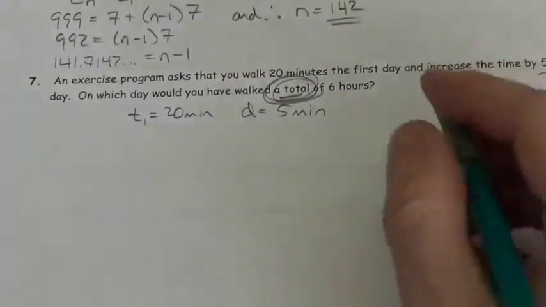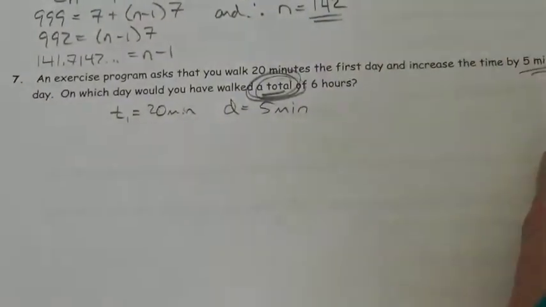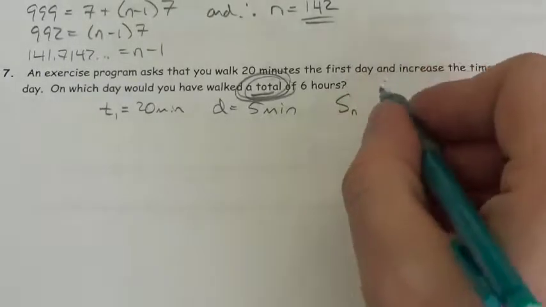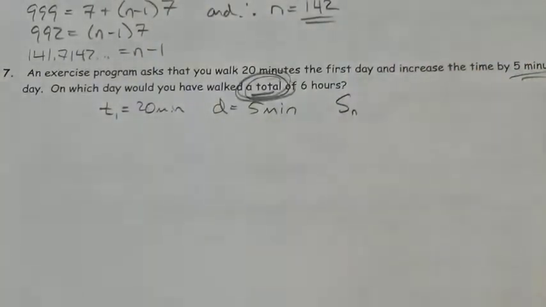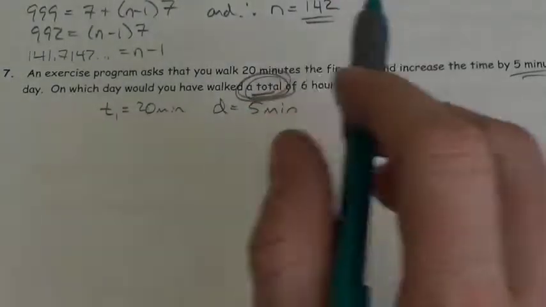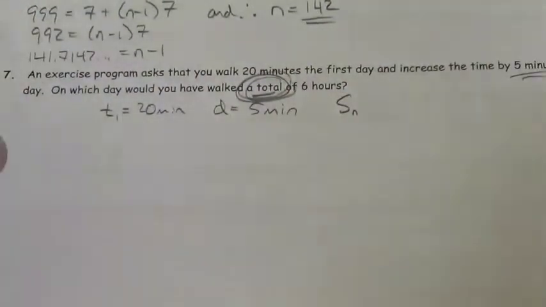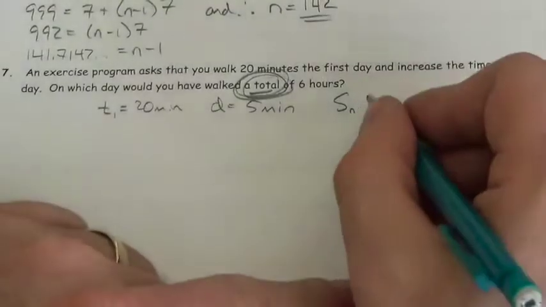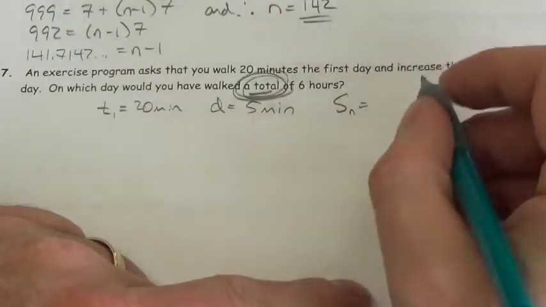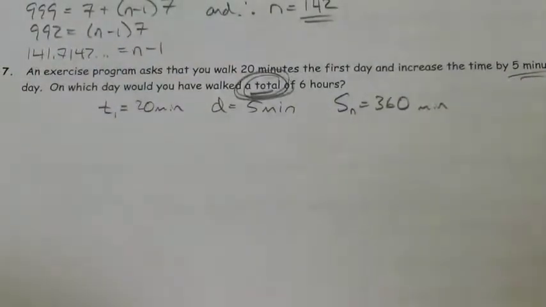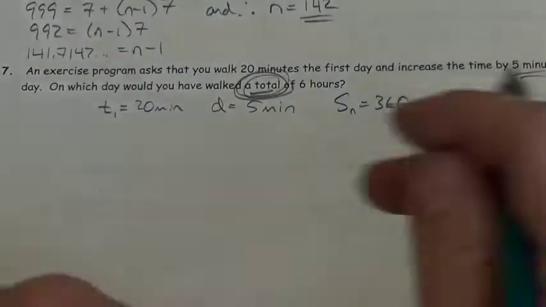Okay, because we're increasing by 5 minutes every day here. And what we're looking for is a total, a sum. I don't know what day that's going to happen on, but of 6 hours. Now, the problem is we've got a change in units here. So what we're going to have to do is either convert the minutes into hours, and then we're working with decimals. This is kind of weird. Or we could easily turn that 6 hours into 360 minutes. That's a little bit easier to get our heads wrapped around.